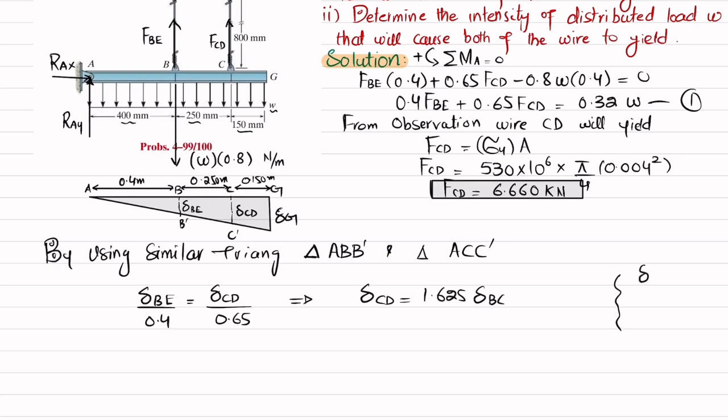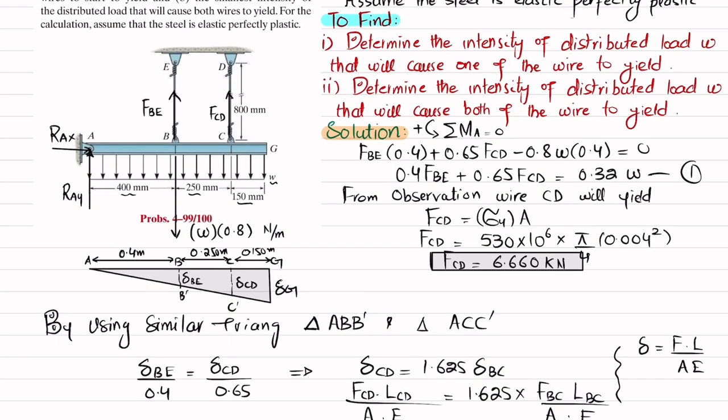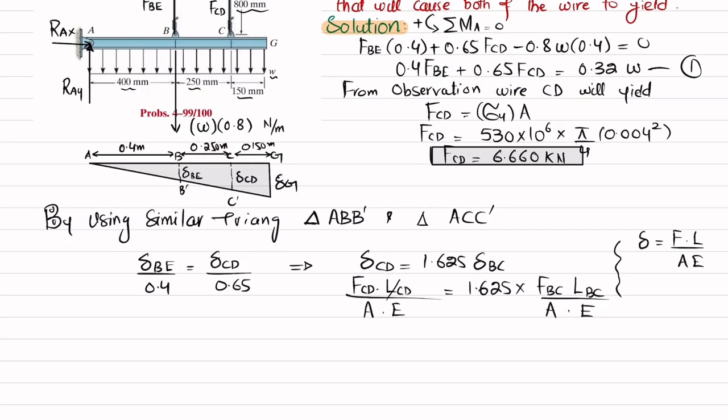Now we know that change in length is equal to force times length divided by A times E. So we will write delta CD as FCD into LCD divided by area into E, equal to 1.625 times delta BE, which is FBE into LBE divided by area into E. Both lengths LCD and LBE are 800, so they will cancel. Similarly, area is the same and modulus of elasticity is the same. So we get FCD equal to 1.625 times FBE. Clear?